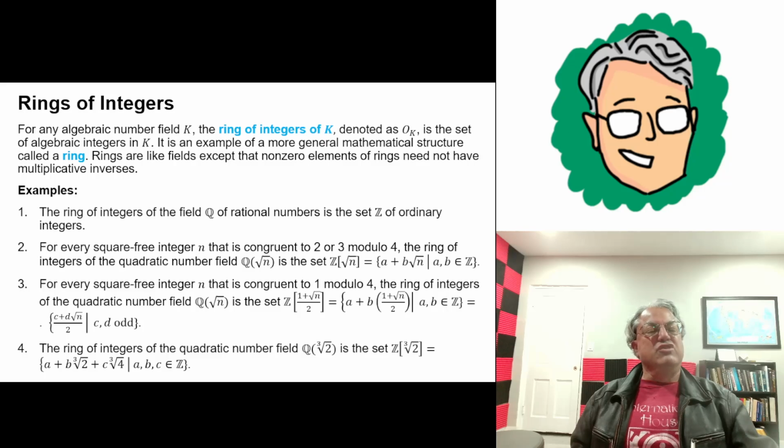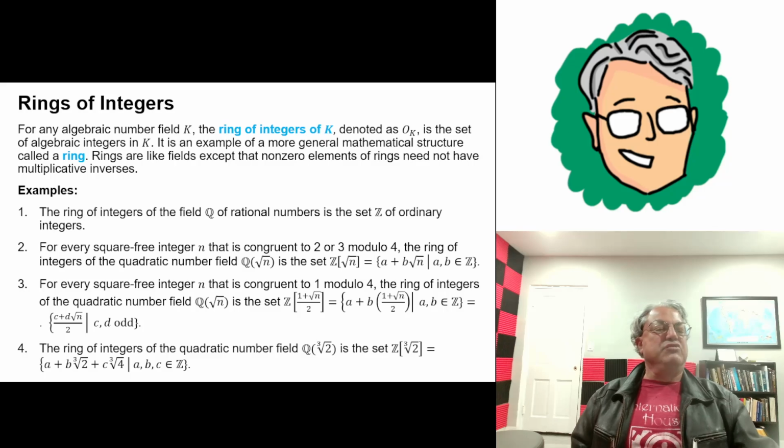If you like, there are two different ways you can write this set. You can either write it as a + b times the algebraic number (1 + √n)/2, where a and b are once again ordinary integers, or you can write it in the form (c + d√n)/2, where now c and d are odd integers. Those are two different ways you can write this. They're equivalent. It's not too hard to show that. But that's what the ring of integers looks like if n is congruent to 1 mod 4. It has a little bit different form.